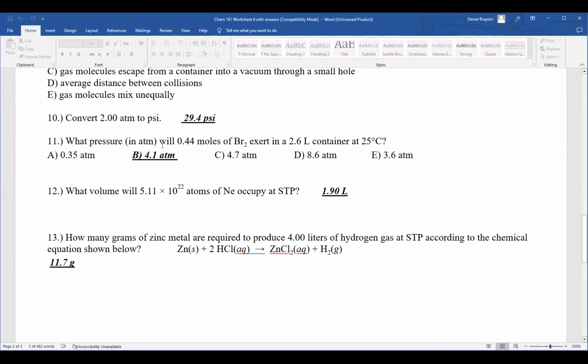11, what pressure in atmospheres will 0.44 moles of Br2 exert in a 2.6 liter container? This is another ideal gas law one. You're given n, you're given V, and you're given T. The only trick with this one is the usual converting T from Celsius to Kelvin, and then it's just plug and chug, right? And there's really no way to guess at this. We're not at STP for you to take a guess.